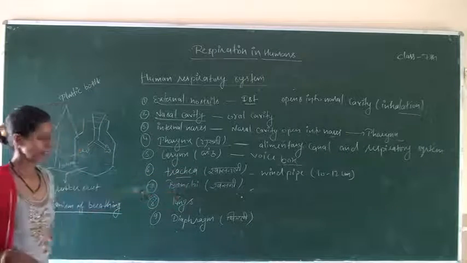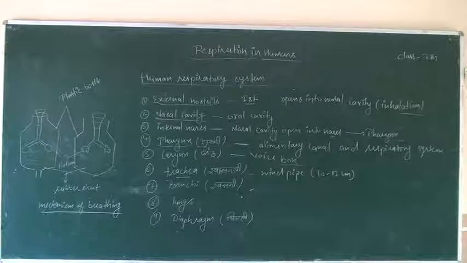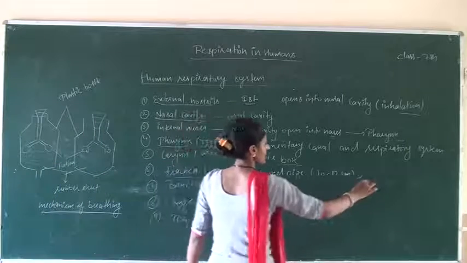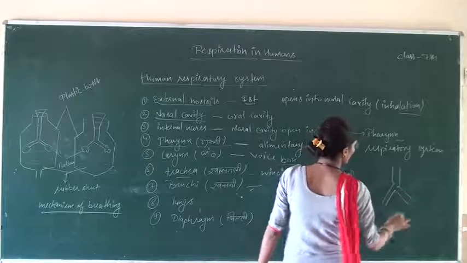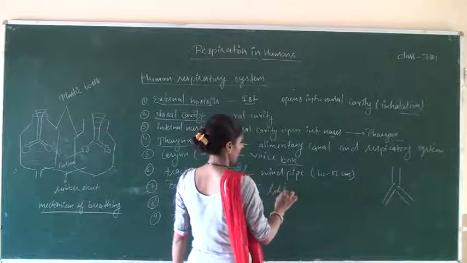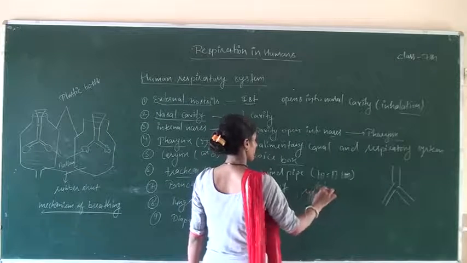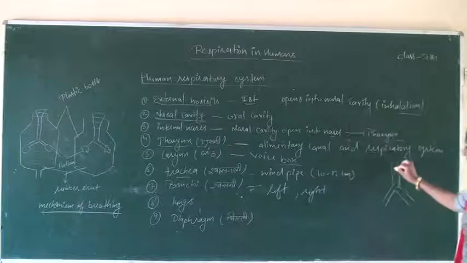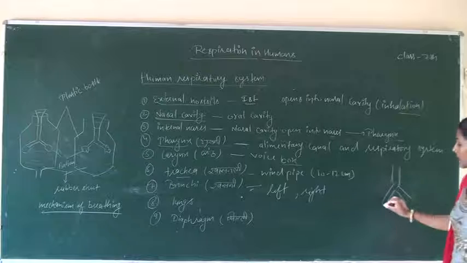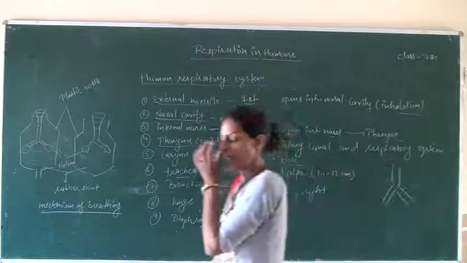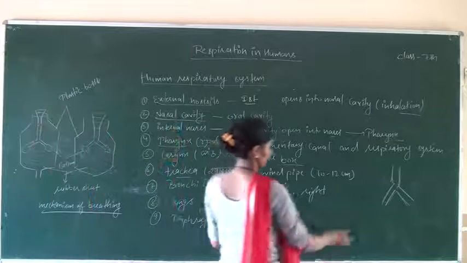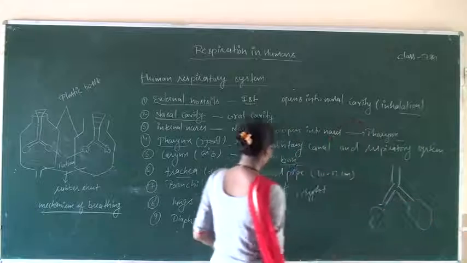After that, the next part is the bronchi. The trachea is a narrow tube, the windpipe, which branches into two bronchi, that is, left and right. After that, each bronchus enters into the lungs.